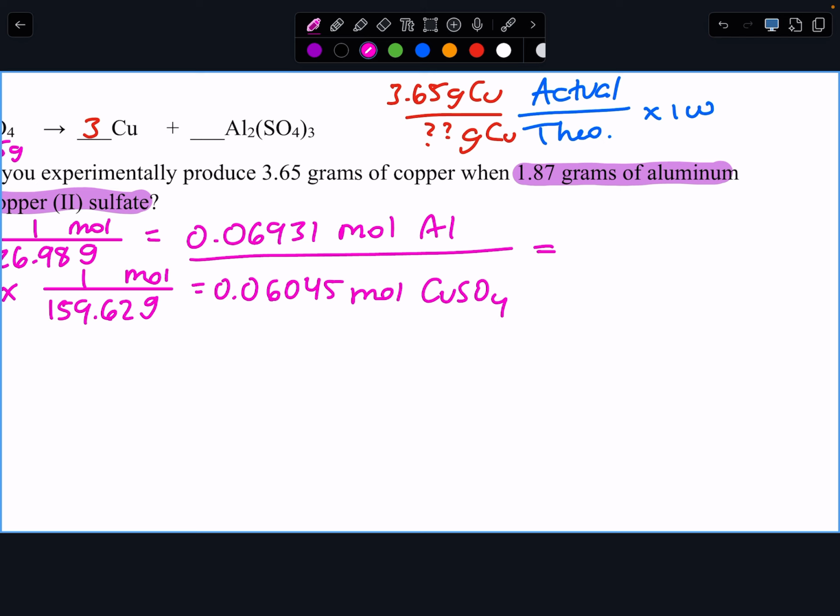Right, Marcelo? Okay. 1.147 moles of what on top? And the bottom is 1 mole of copper sulfate. The bottom will always be 1. Does that make sense? Yeah.